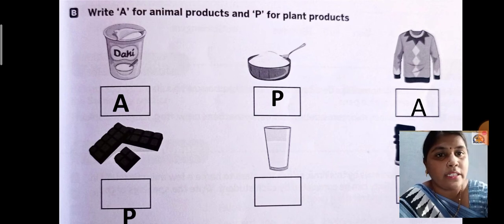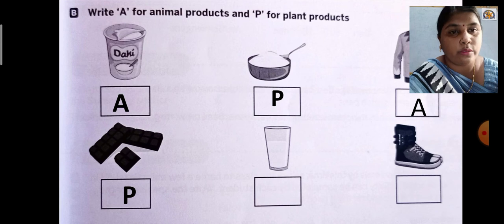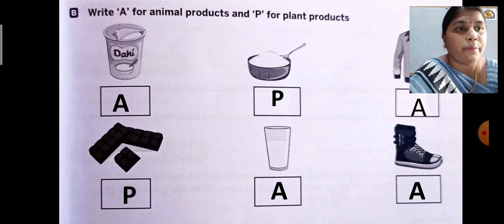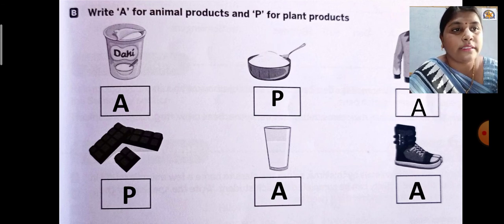Next, chocolate is a plant product, yes, from the cocoa bean the chocolate is prepared. Okay, now milk, obviously it is an animal product, from the cow. And the shoes, it is also an animal product, yes, made from the skin of different animals like snake, crocodile.